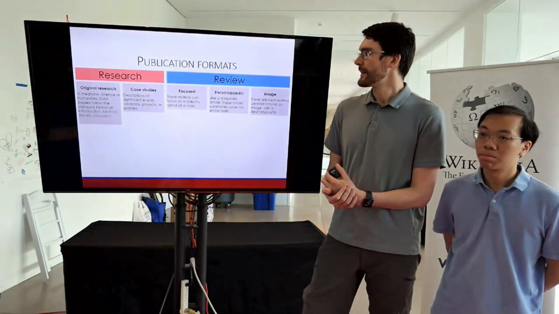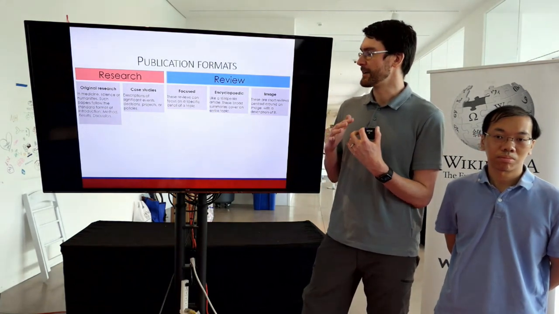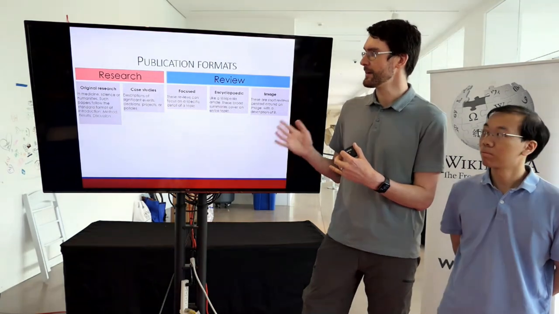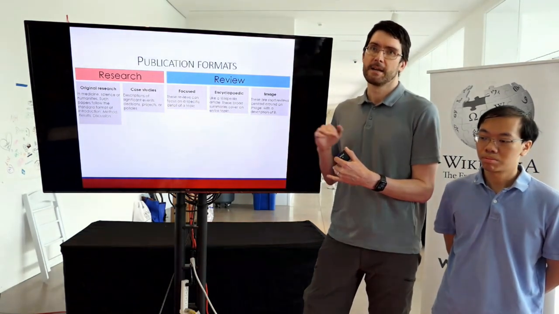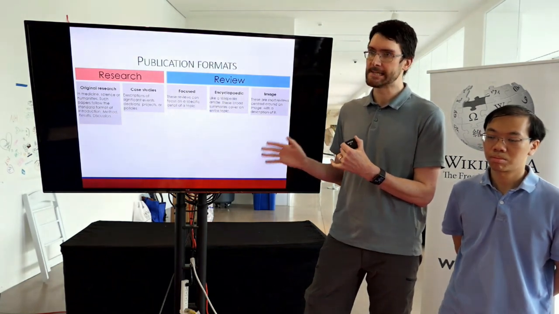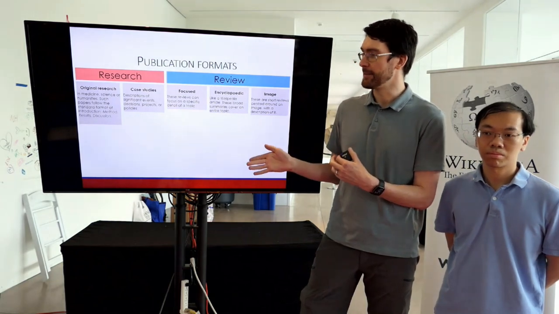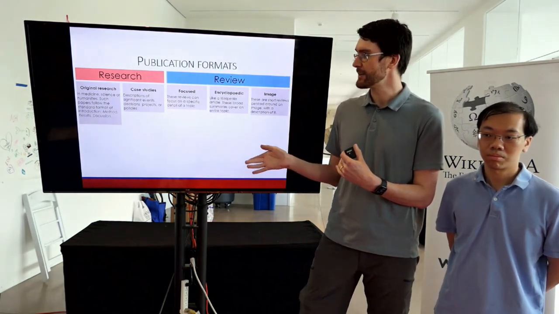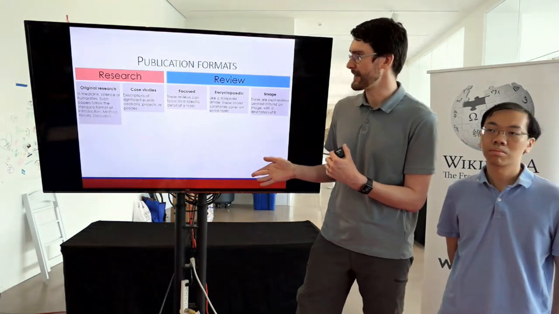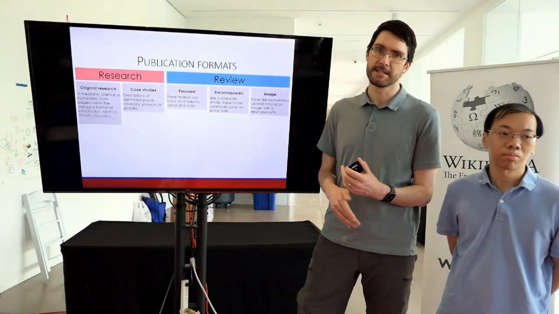The different publication formats of Wiki Journal: you can submit research, and in particular original research. As most of you know, this is not welcome directly in Wikipedia, but in Wiki Journal it is possible. The topics could be in medicine, science, or humanities, and such papers should preferably follow the standard format of introduction, method, results, and discussion.